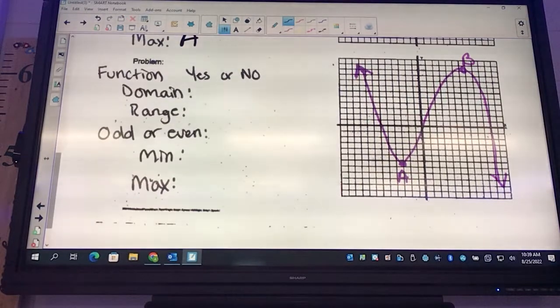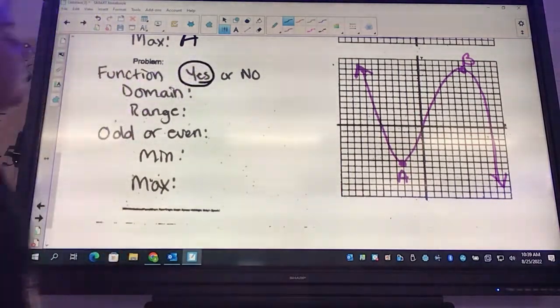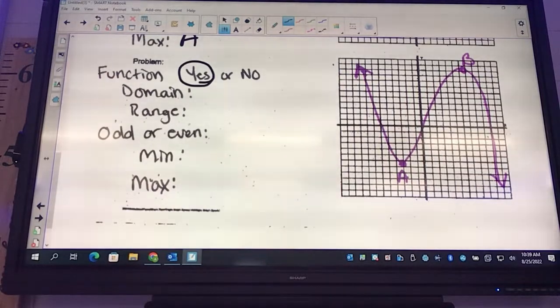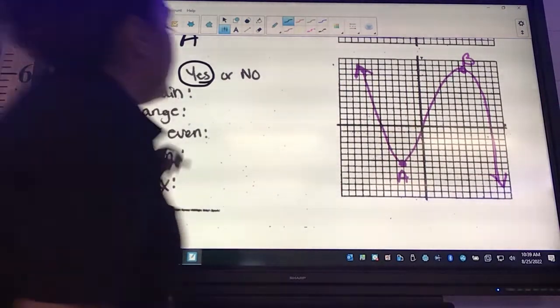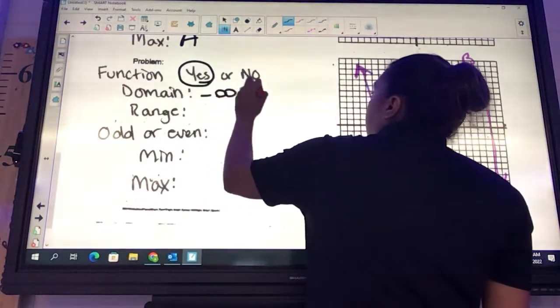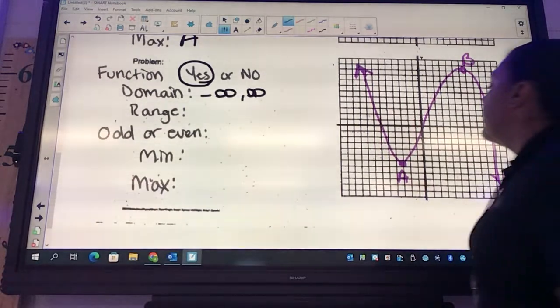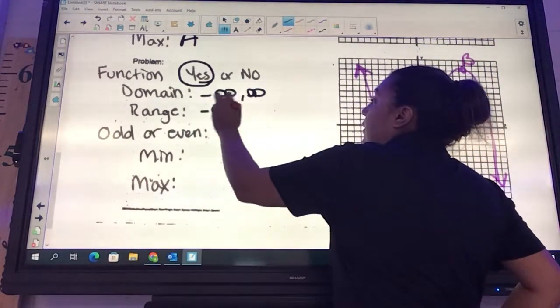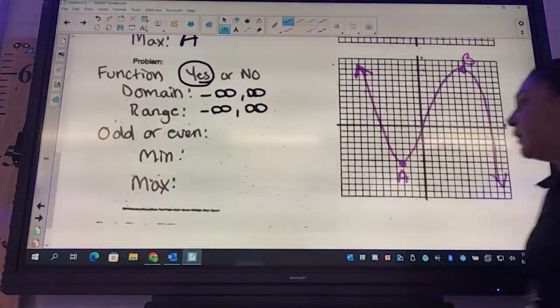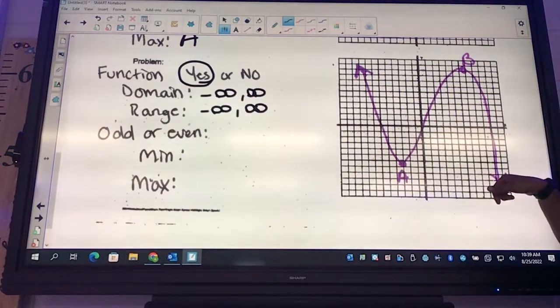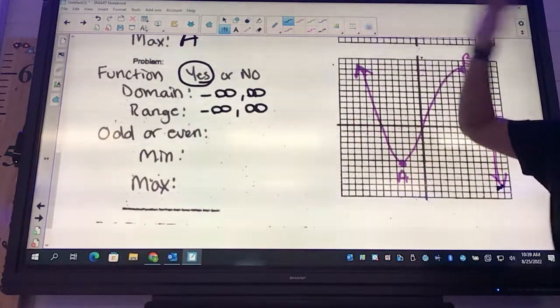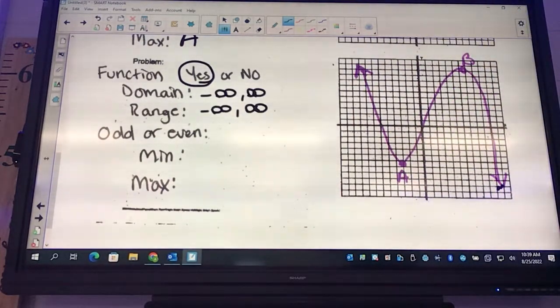Okay, number 6. Is this a function, yes or no? Yes. What is the domain? Negative infinity to infinity. The range. It's going to be the same. The first part we touch here on the bottom, it's got an arrow, that's negative infinity, and the last part we touch is an arrow, and that's positive infinity. Is this an odd or an even function? It's definitely odd. Good job.